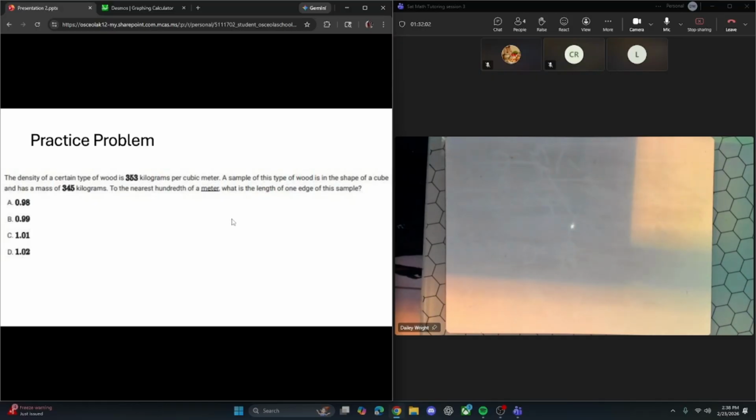Okay, so the density of a certain type of wood is 353 kilograms per cubic meter. A sample of this type of wood is in the shape of a cube and has a mass of 345 kilograms. To the nearest hundredth of a meter, what is the length of one edge of this sample? So it gives you density and mass, and it's asking what one edge length of this sample is.